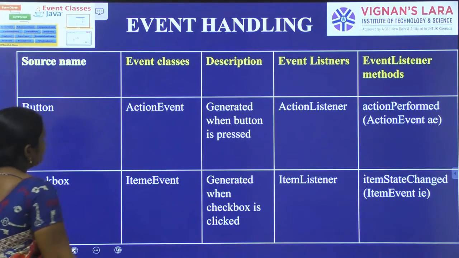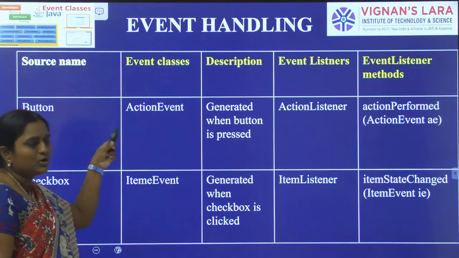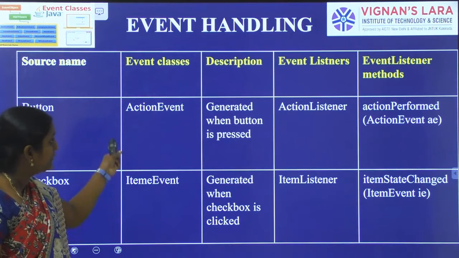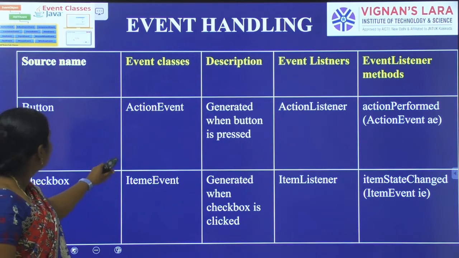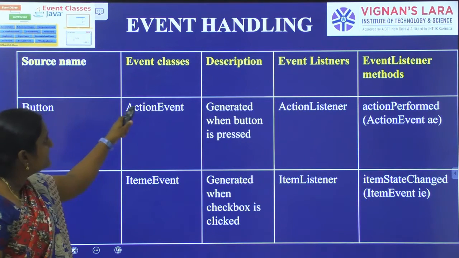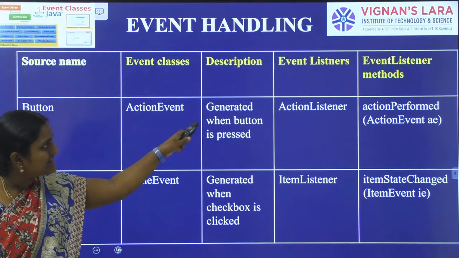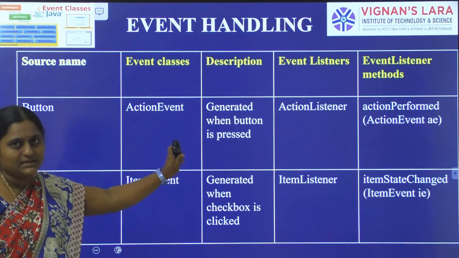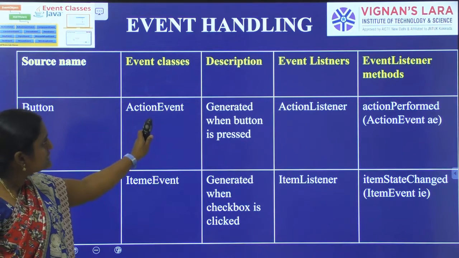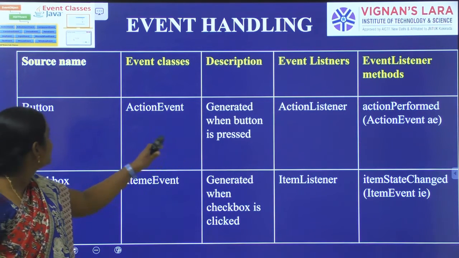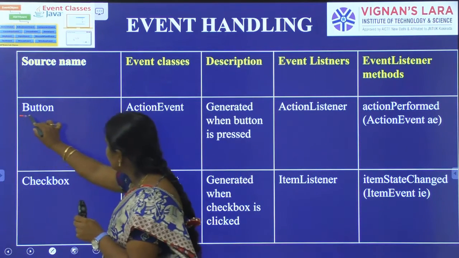So here I will explain. All of you concentrate. Let us try to understand. So here we have source name, event classes, description, event listeners, and event listener methods. Source and listeners. Here the source name is button.